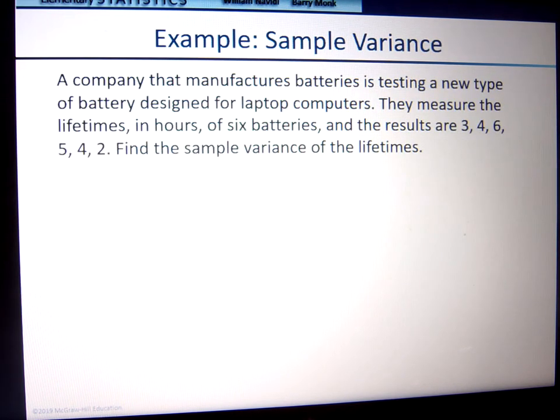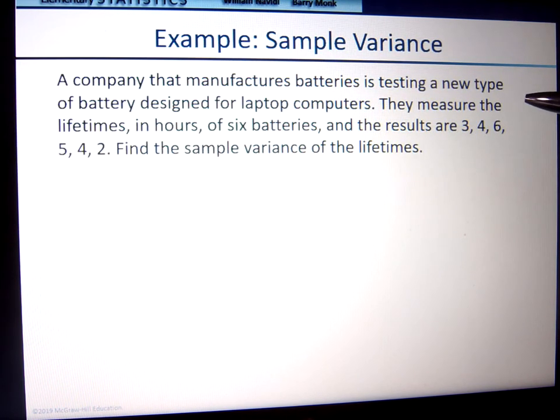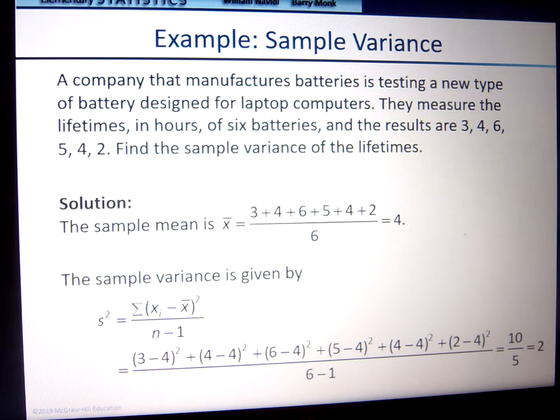Here we have a company that manufactures batteries, testing a new type of battery for laptop computers. They're measuring the lifetime in hours of 6 batteries, and here are the results. Let's find the sample variance. Now see, they have a whole bunch of batteries testing a new type, so they're going to take a sample of just these 6. So this means we have a sample variance.